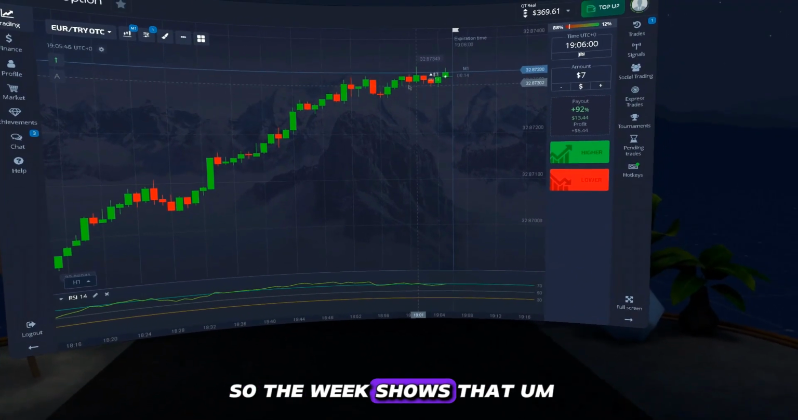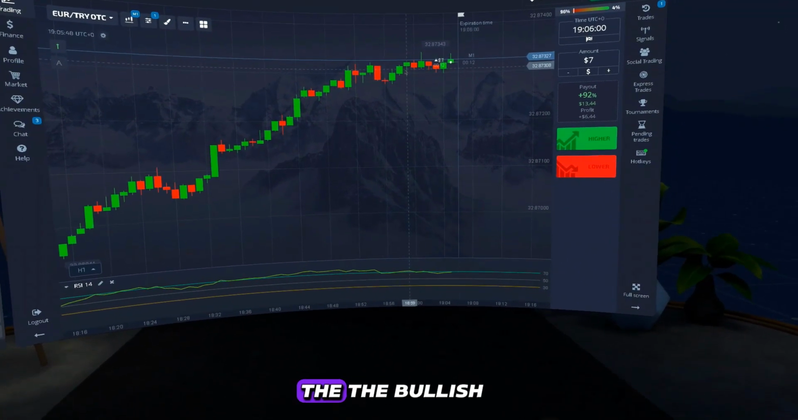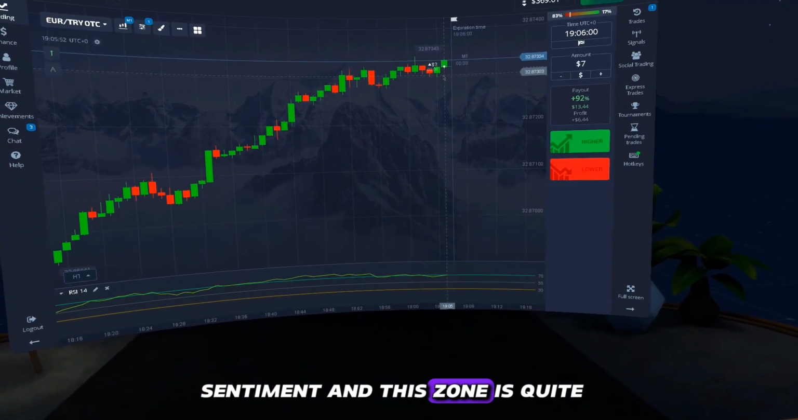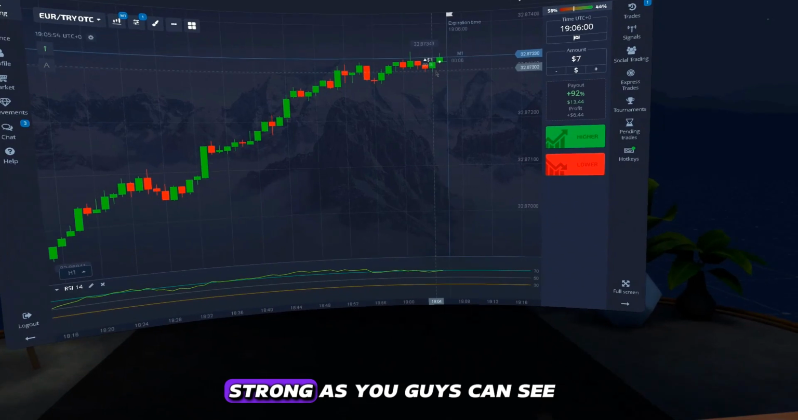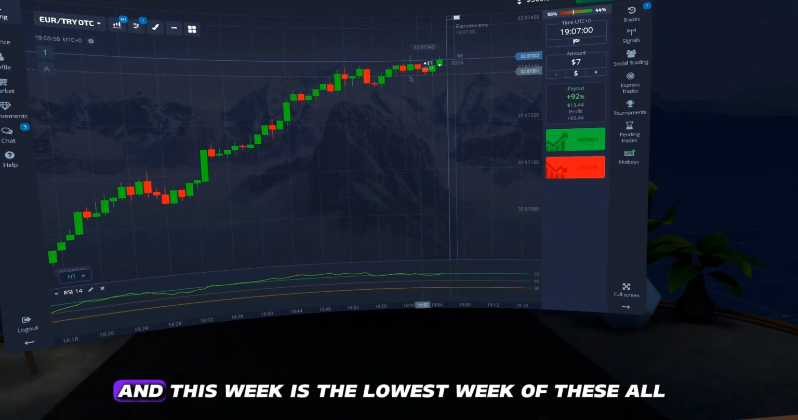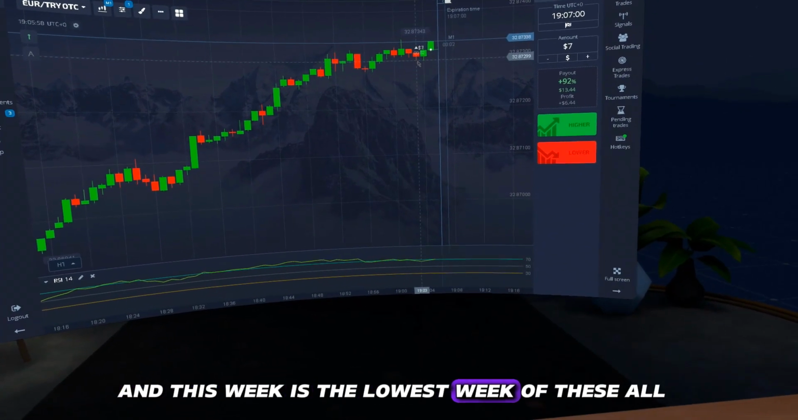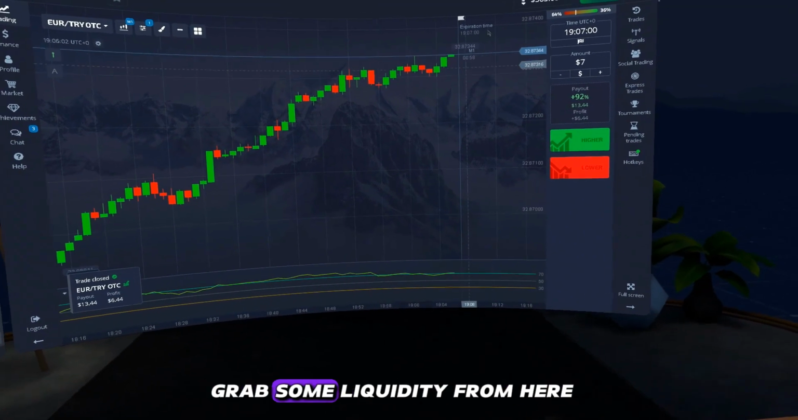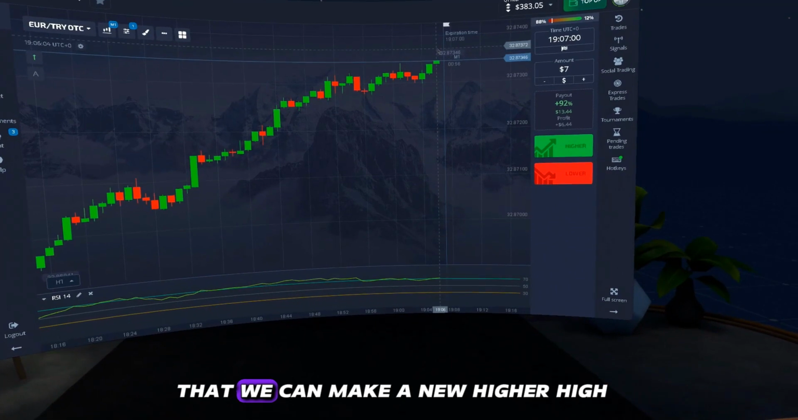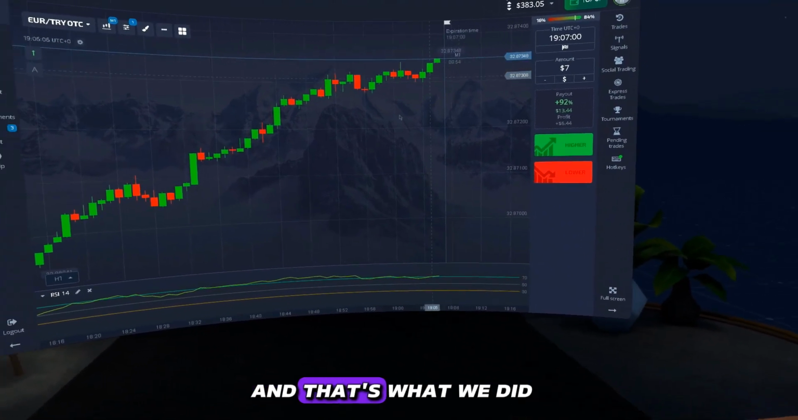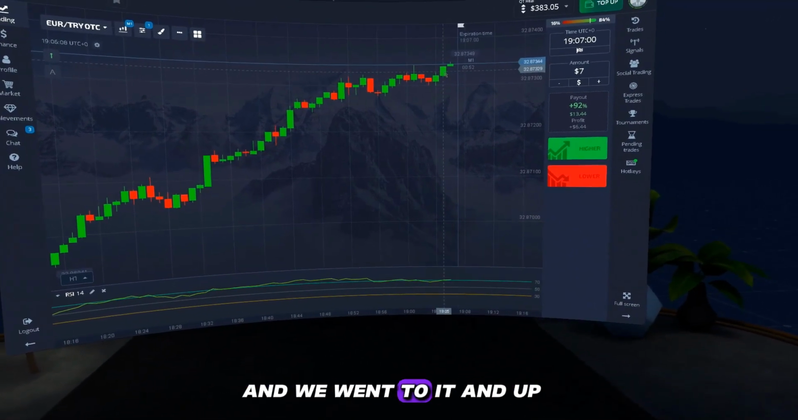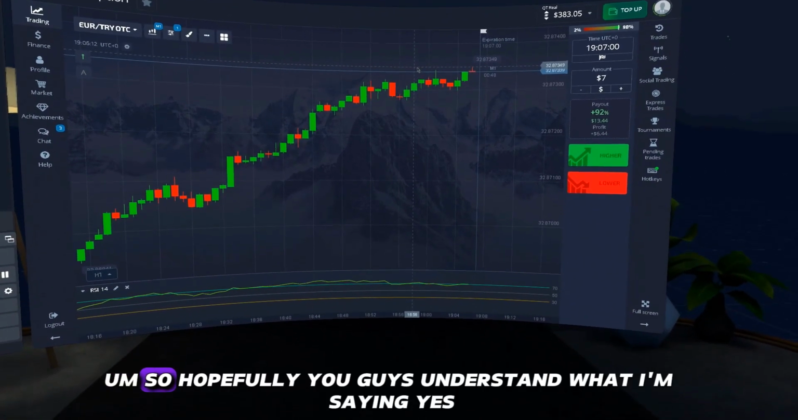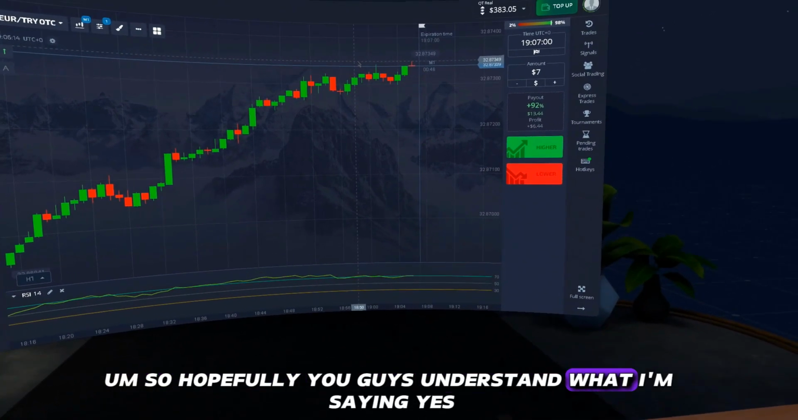So the wick shows that the bullish sentiment in this zone is quite strong, as you guys can see, and this wick is the lowest wick of these all. So that shows that the market grabs some liquidity from here so that we can make a new higher high, and that's what we did. We went with an up direction trade and we won it. So hopefully you guys understood what I'm saying.